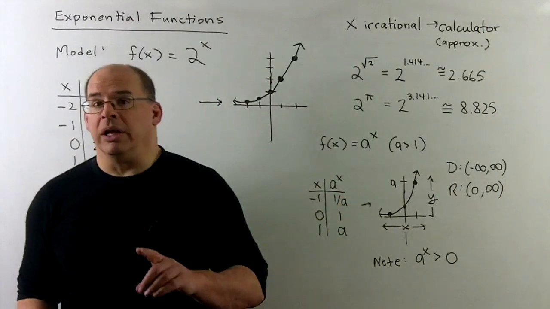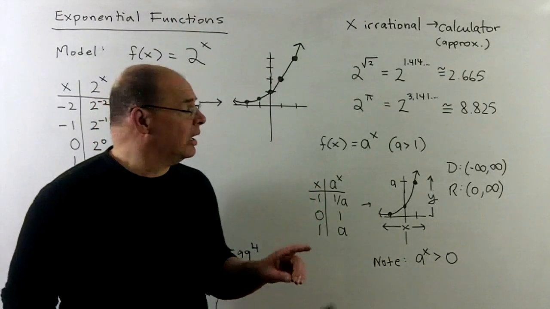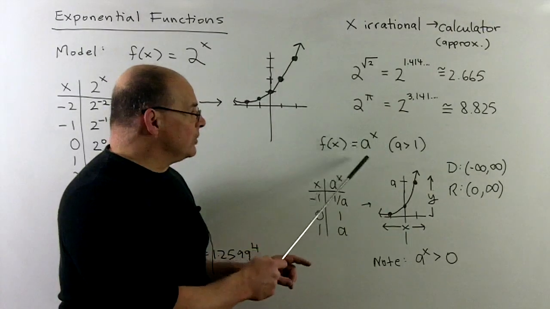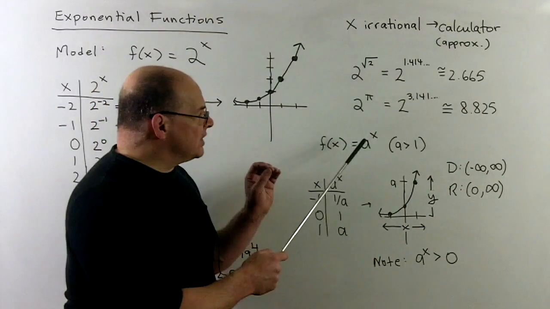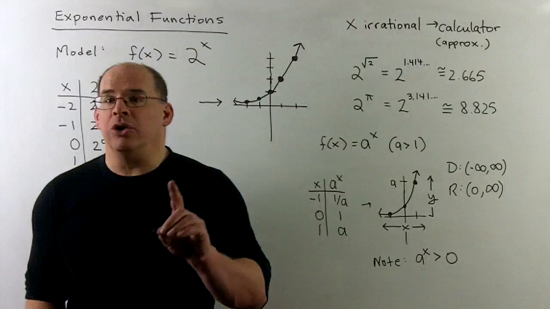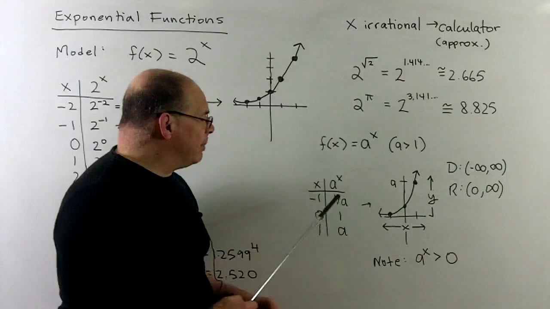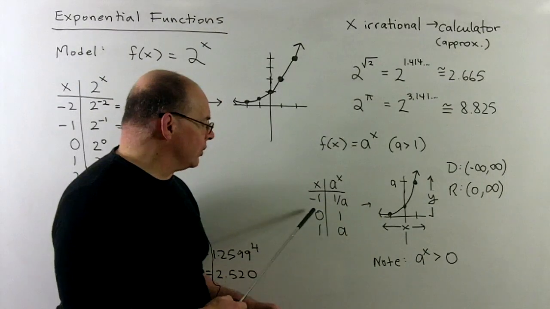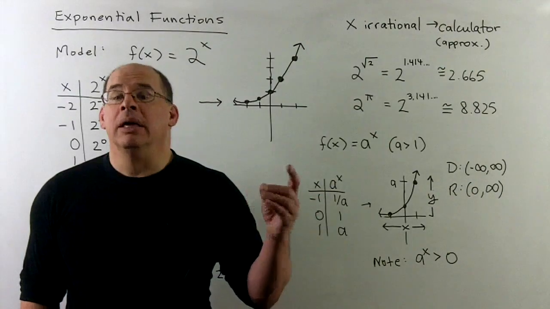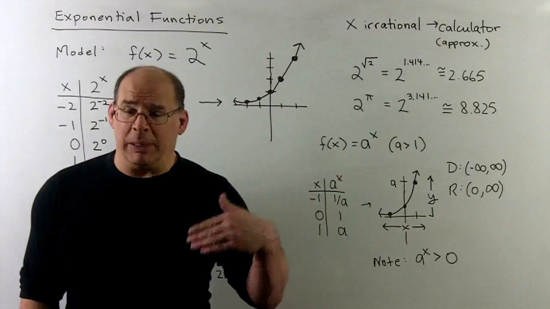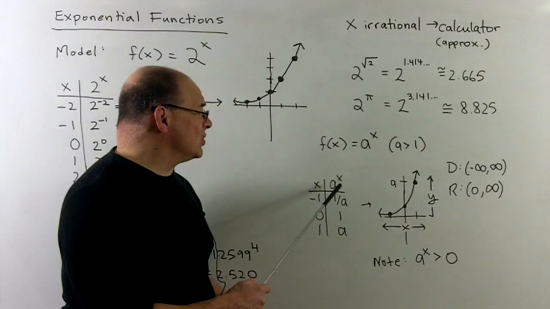Now, as I noted, 2 to the x is going to be the model for all exponentials if the base that we're using, the a, is greater than 1. If we have this a greater than 1, then you can pretty much get the whole behavior of the graph of your exponential by plotting 3 points: -1, 0, and 1. a to the -1 is just flip a over. If a is bigger than 1, then 1 over a is going to be between 0 and 1. If I put in 0, it doesn't matter what a is, it's going to go to 1.